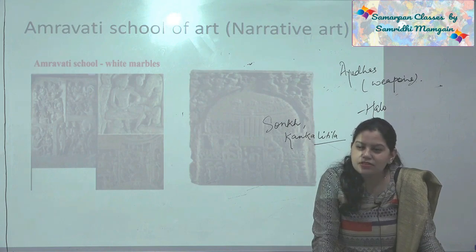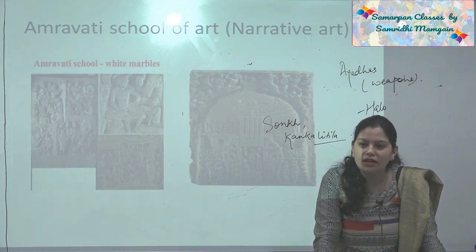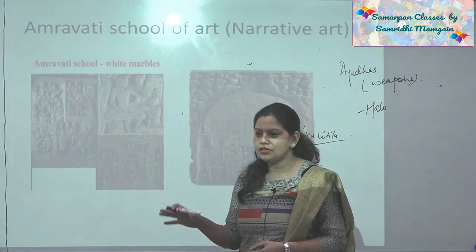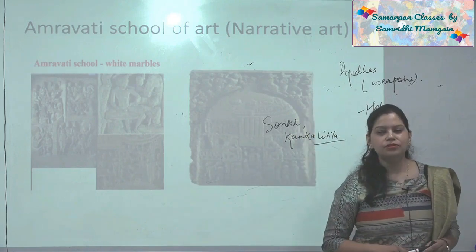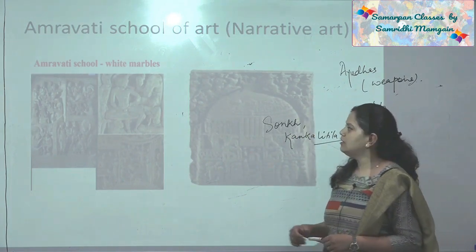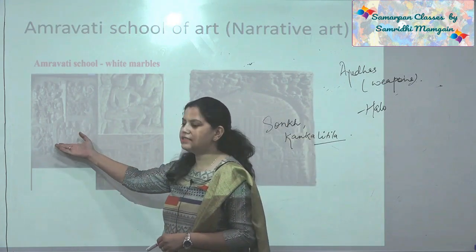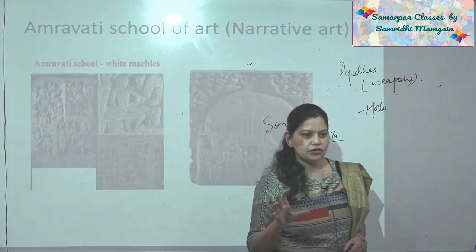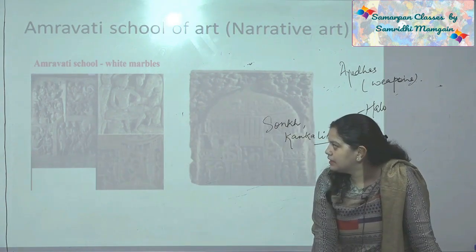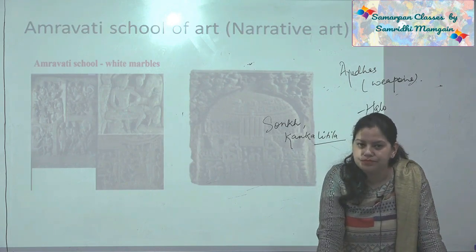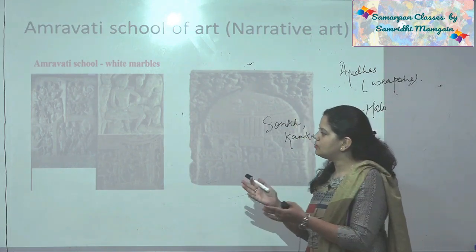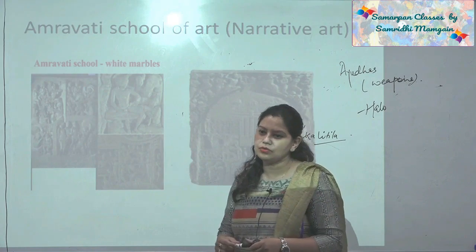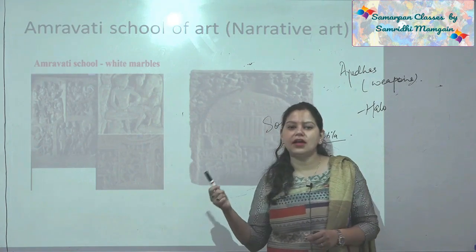The next school is the Amravati school. This is again an indigenous school. Amravati is in Andhra Pradesh. So it developed around the Amravati and Nagarjun Konda stupas, on the banks of river Krishna. And here as you can see, it is narrative. Narrative means it is narrating a story rather than a single image. The material used is limestone, and the figures are shown in Tribhanga style, and it was developed mainly under the Satvahanas and Ikshvakus, because this school emerged in the Andhra Pradesh area.